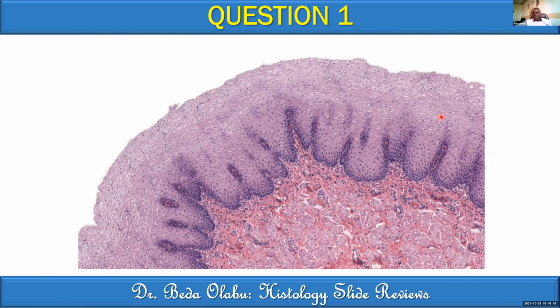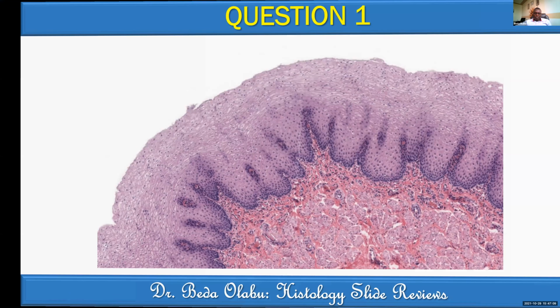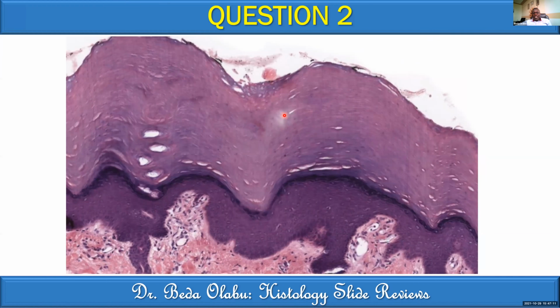Yes, Ikambili. I'd say stratified, squamous, non-keratinized. Very good. That is stratified, squamous, non-keratinized. Thank you, Ikambili. So this is actually the epithelium from the esophagus. Okay. That's another one. I call it question 2.